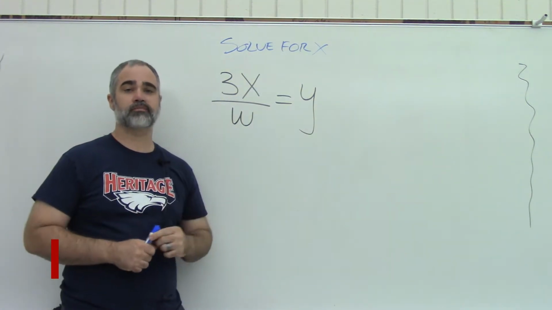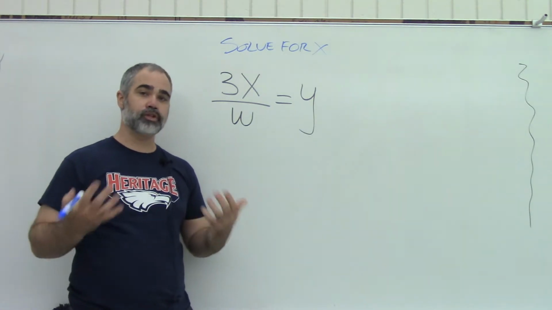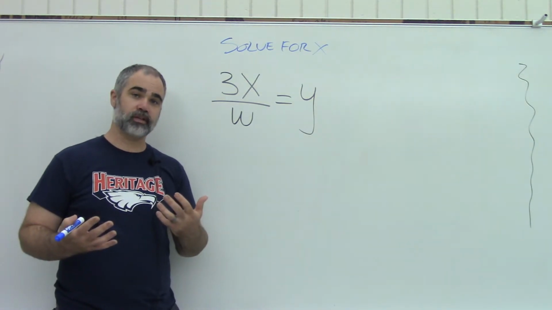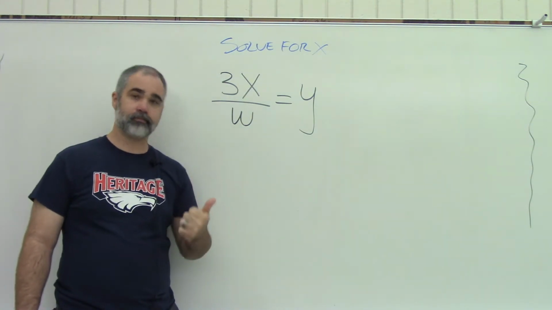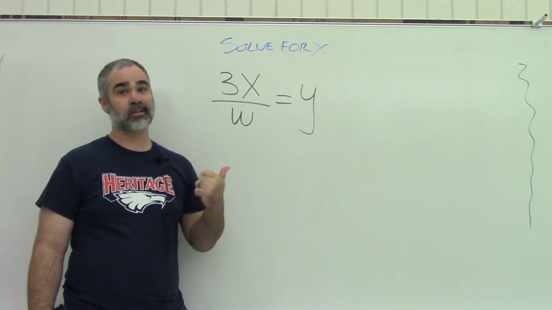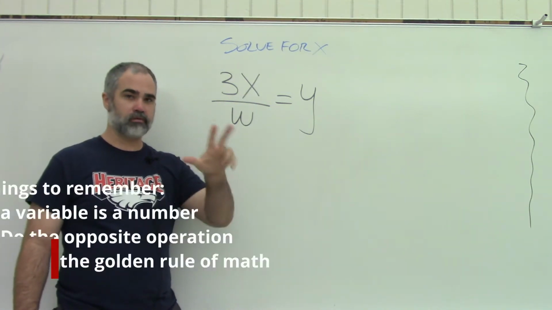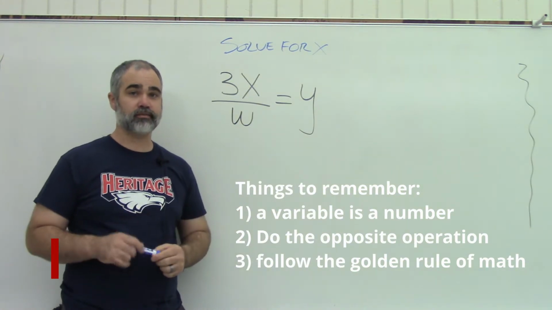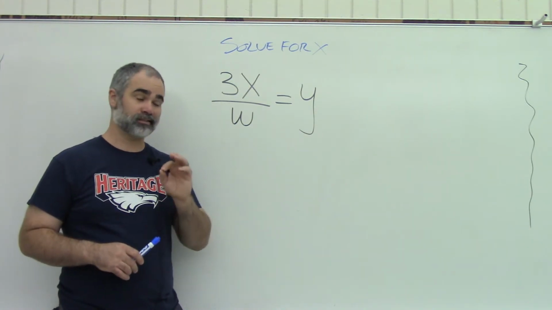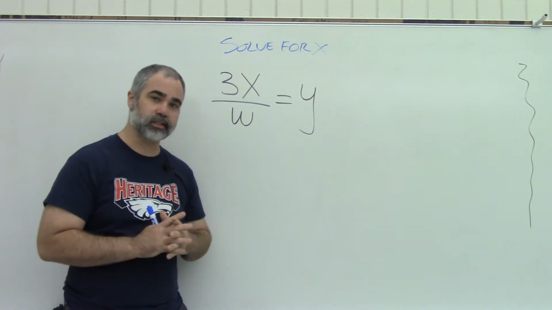In order to solve this problem, we're going to need to remember some of the foundations of what we're doing when we solve. First, we need to remember what a variable is. Secondly, we need to remember doing the opposite. Thirdly, the golden rule. If you remember those three things, this is going to be remarkably easy for you. But it looks scary at first. So let's see if we can break down what this is really saying here.